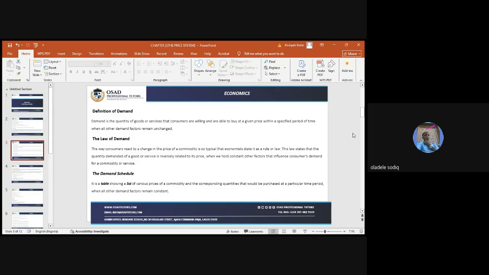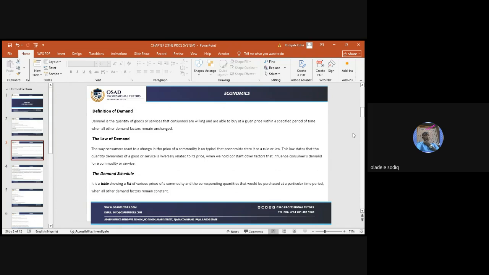Okay. So demand is the quantity of goods or services that consumers are willing and able to buy at a given price within a specified period of time, when other demand factors remain unchanged. If you look at this definition, I want us to take note of some key terms there. What are the key terms?